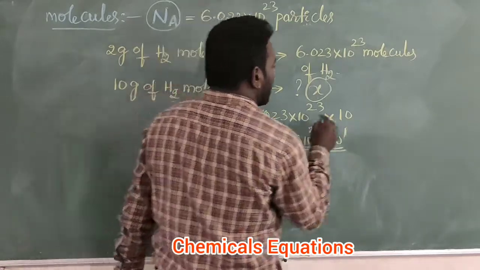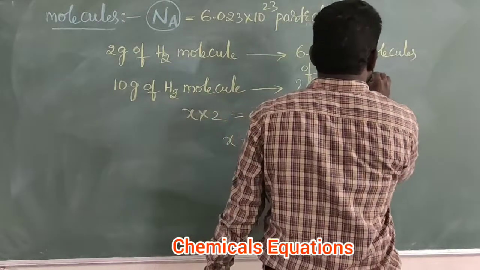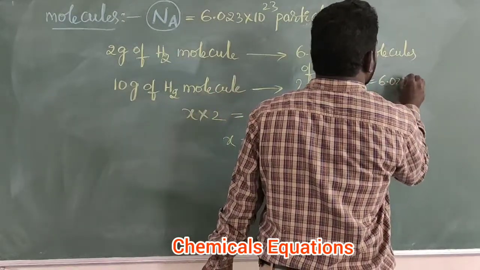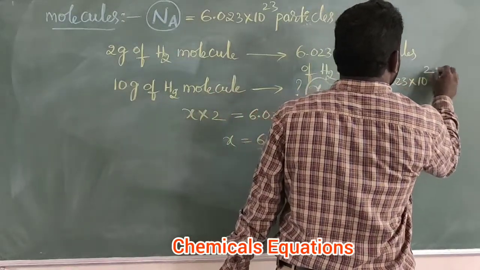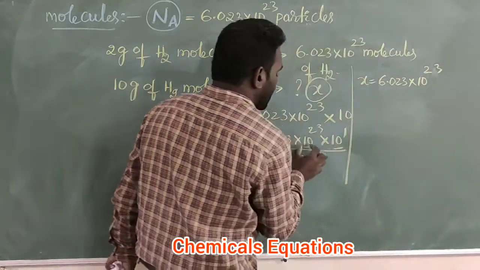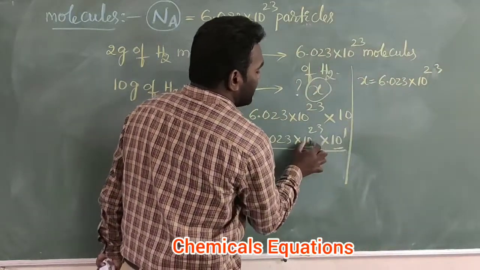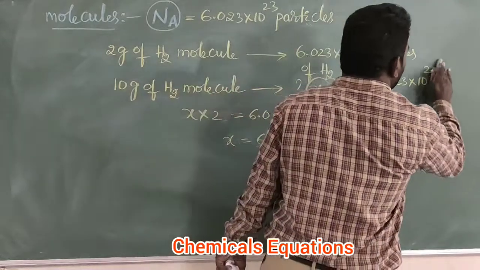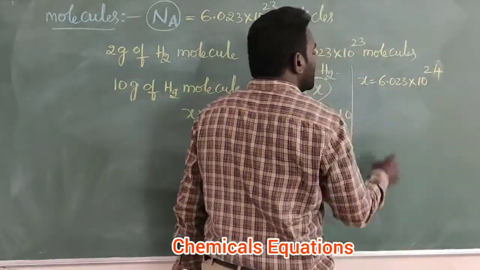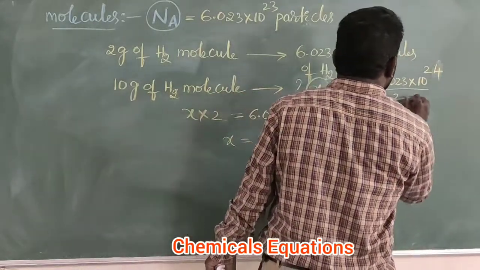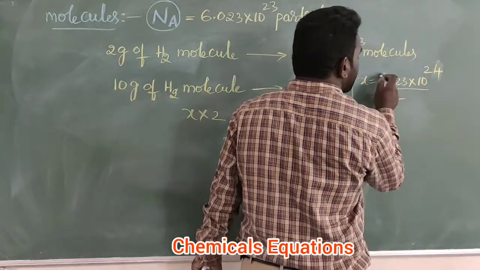Therefore X is equals to 6.023 into 10 to the power of 24, because a power m into a power n is a power m plus n. Then divided by 2. Then you can write X is equals to, and these 2 are cancelled here.